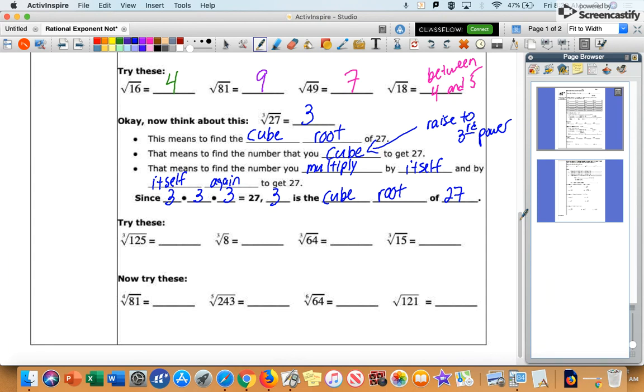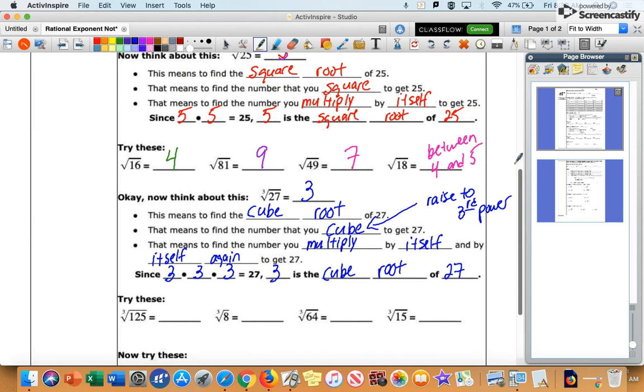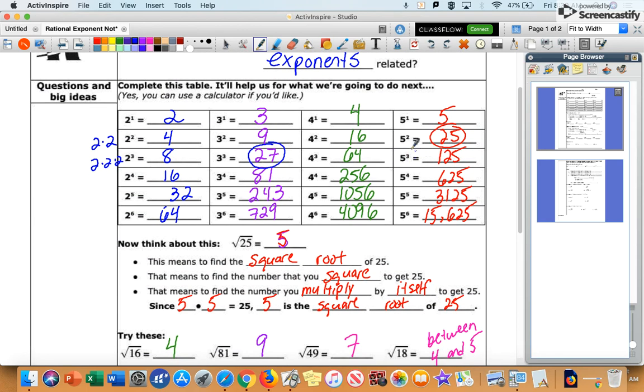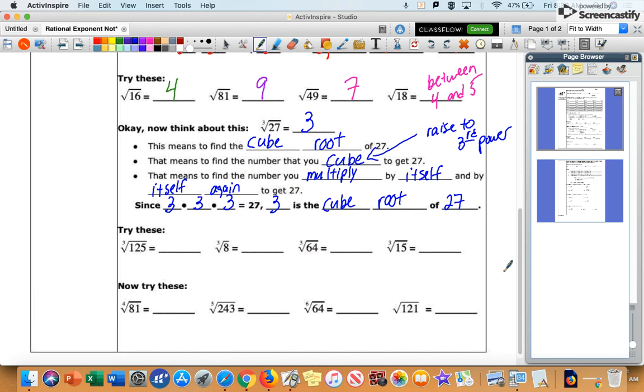Keep that in mind. So we're left with trying these problems here. The cubed root of 125, cubed root of 8. If you want to pause the video and figure those out, you certainly can. Cube root of 125, what times itself 3 times is 125? Well, we actually have that up on our chart here. 5 times itself 3 times is 125. 5 times 5 times 5 is 125, which means that 5 is the cubed root of 125.